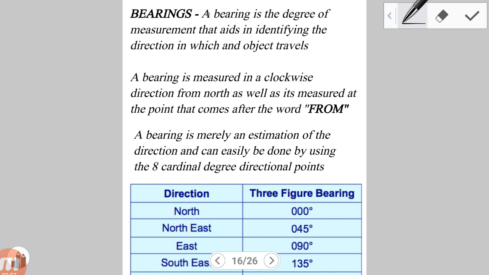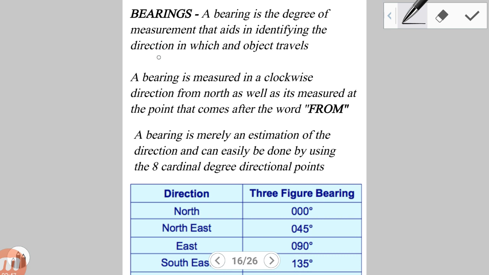All right, and as you can see here on screen, a bearing is basically the degree of measurement that aids in identifying the direction in which an object travels. So usually whenever we're giving you a bearing, we're kind of indicating to you the direction in which the object is going to be traveling, and we're going to be using an estimation process. So no protractor is going to be needed, no precise pinpoint measurement is going to be needed. It's just an estimation of the direction that an object may be traveling.